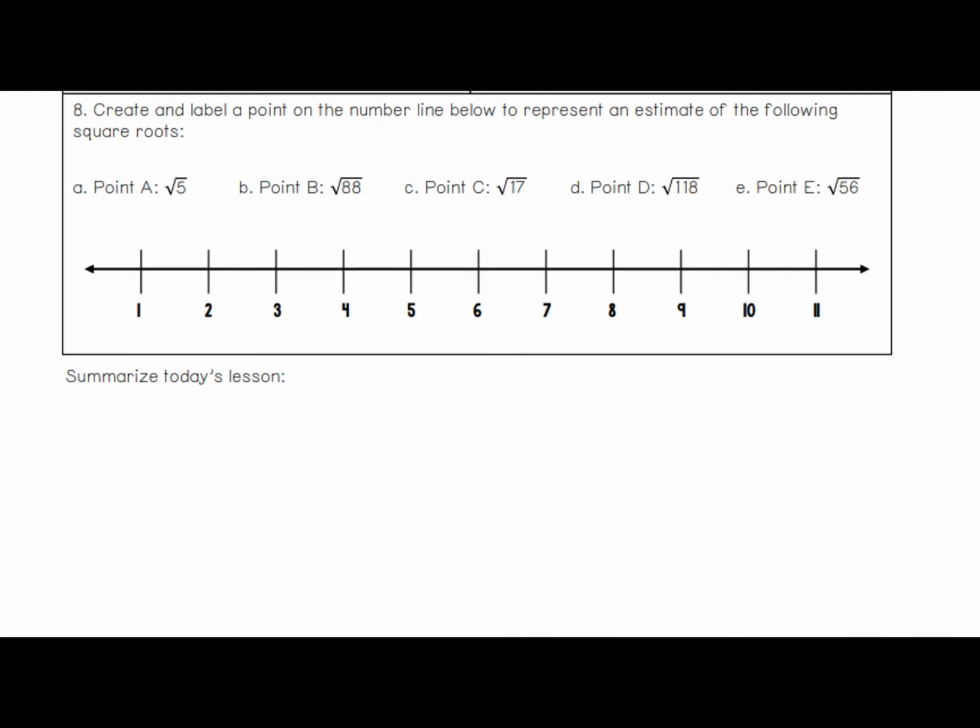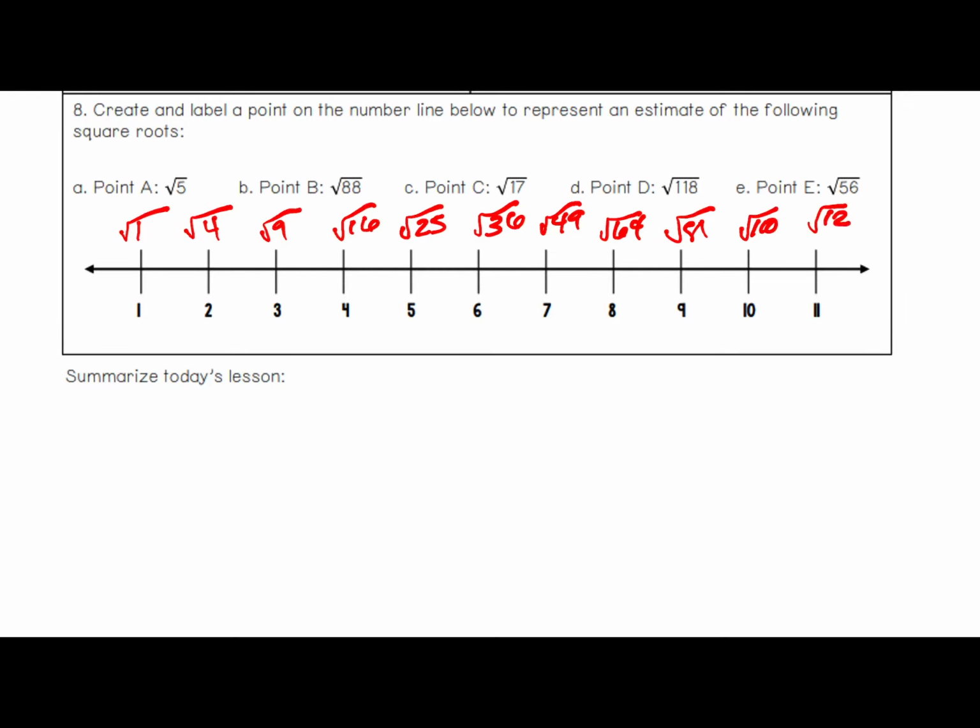Now last one. Create a label on a point in the number line to represent an estimate of the following. So the first thing I would do is put all these square roots up here, what they all are, so we can work from there. So the square root of 5 would be really close to here, so we're going to put an A right there. Square root of 88 would be closer to 81 than to 100.